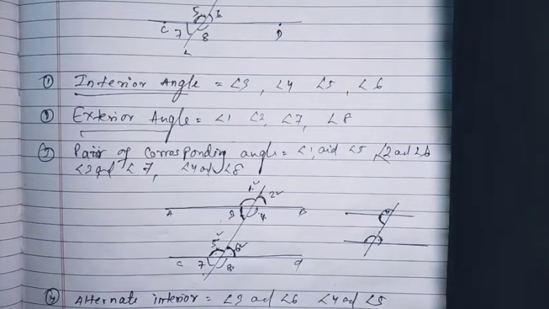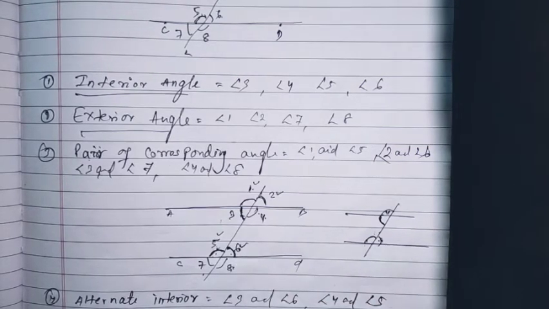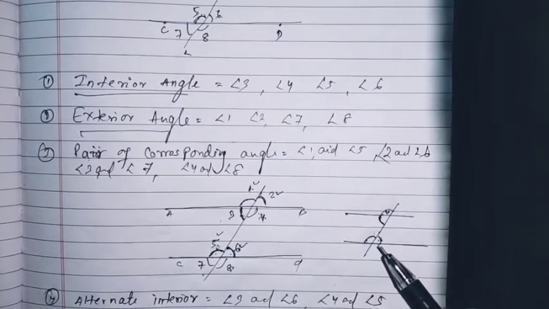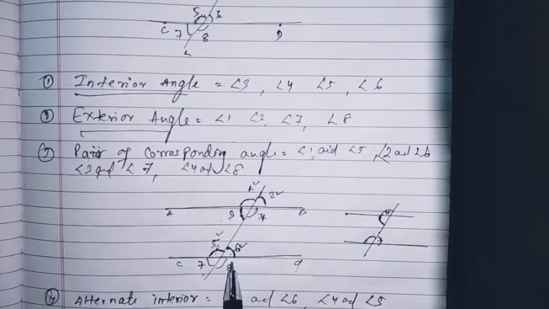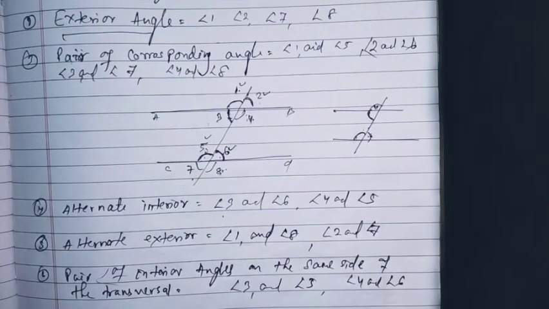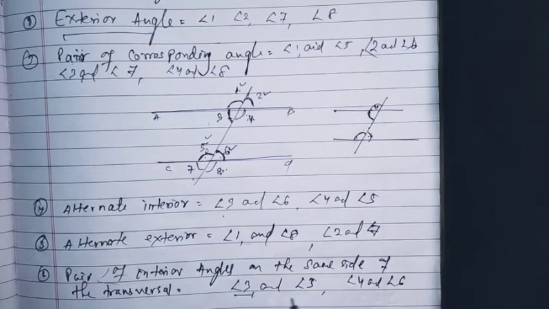Alternate interior: angle 3 and angle 6, and 4 and 5, interior not exterior. If it says exterior, then outside: angle 1 and angle 8, angle 2 and angle 7. At the last, the pair of interior angles on the same side of a transversal are angle 3 and angle 5, and angle 4 and angle 6. So hope you understand this video, what a transversal line is and what angles are formed by a transversal line.